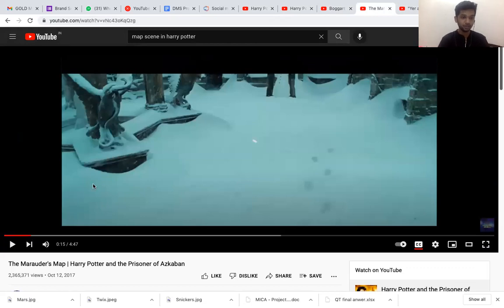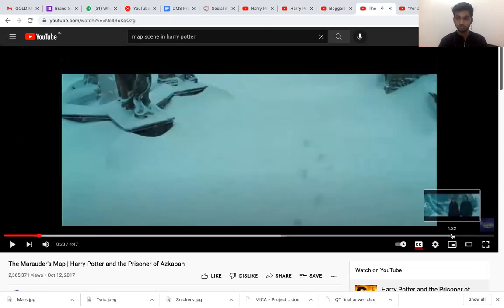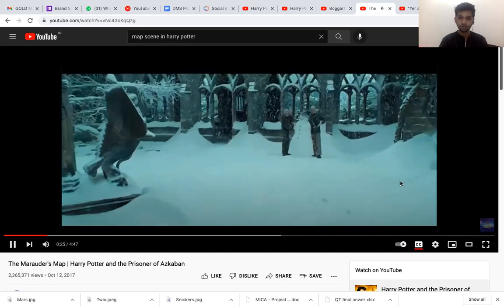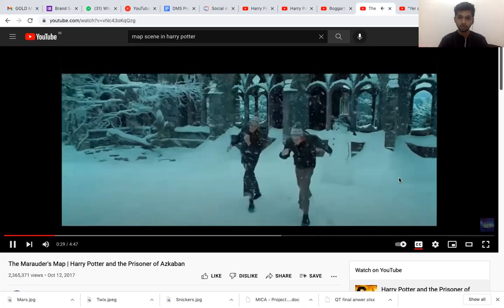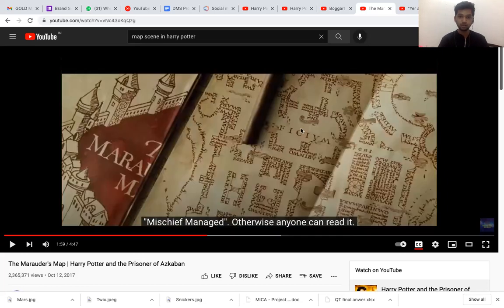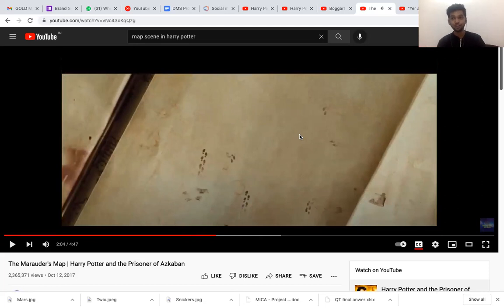We see footsteps over here, right? So over here, they reveal the Marauders Map, which is a map where they see footsteps. So this is called foreshadowing. When you're introducing a concept before you're about to introduce a main concept, it is called foreshadowing.